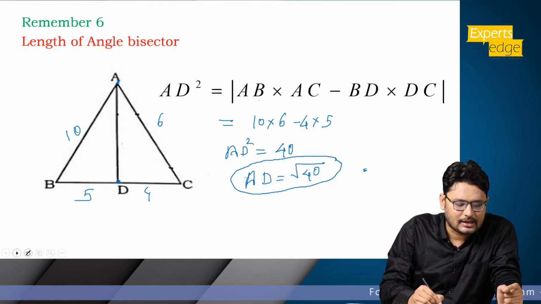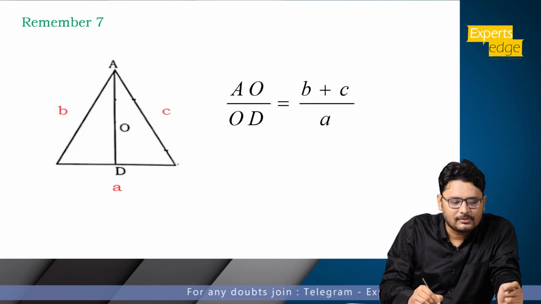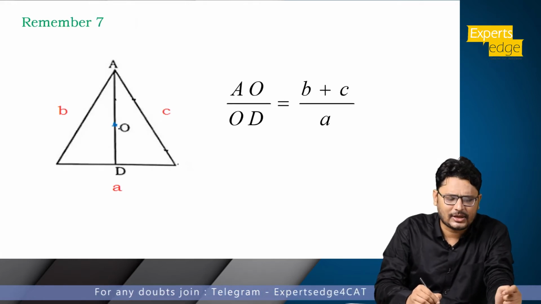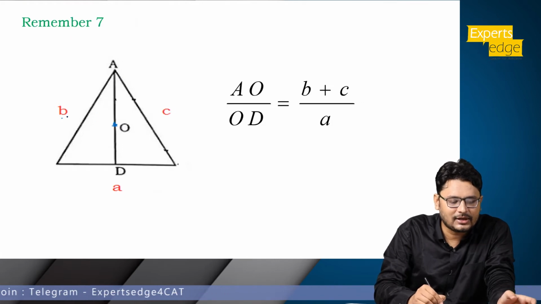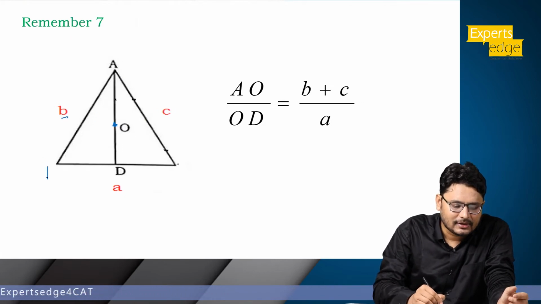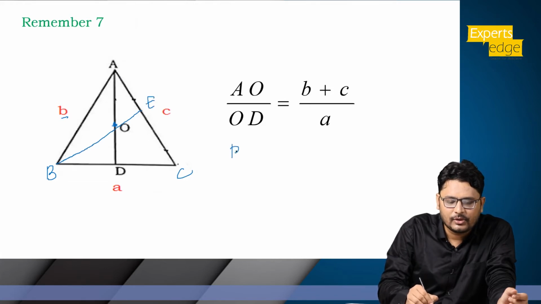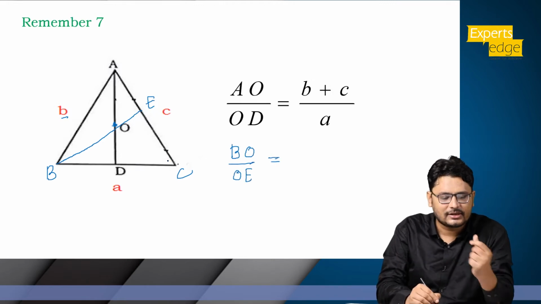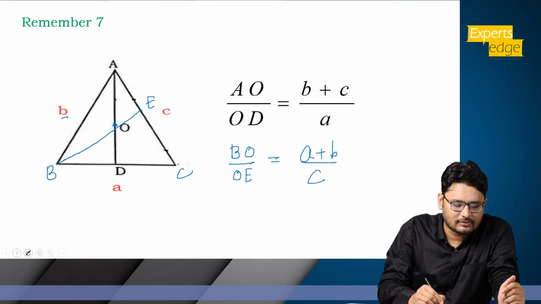Next and the last one. AO is a meeting point of the angle bisectors, or the in-center, you can say, right? So AO by OD is B plus C by A, right? जिस भी vertex से निकला है, वो side, B और C by A. Let's say if I give B, let's say give C and another angle bisector and it goes to E. Now what will be BO by OE? Tell me. So BO by OE will be nothing but, कौन से vertex से निकला है? B. So that is A plus C upon B. Okay. So this is the 7th formula for it.